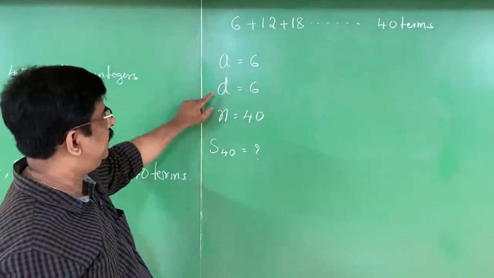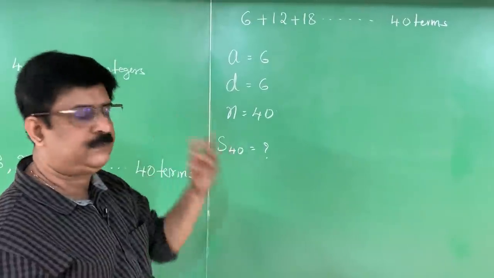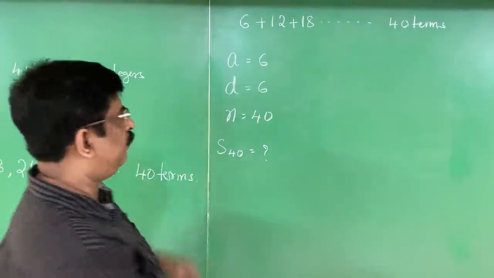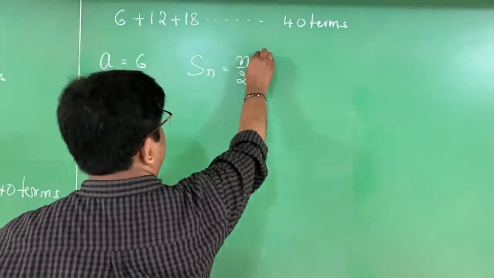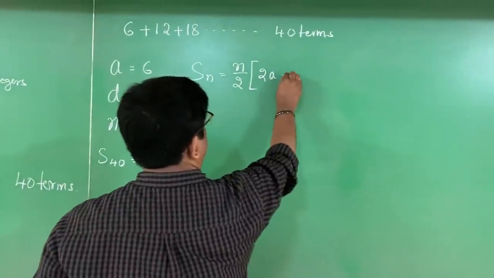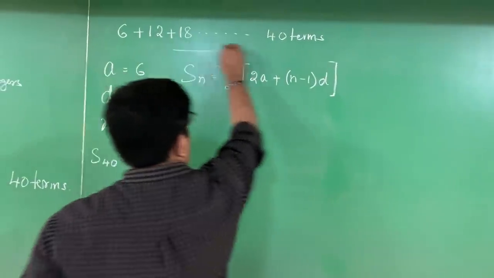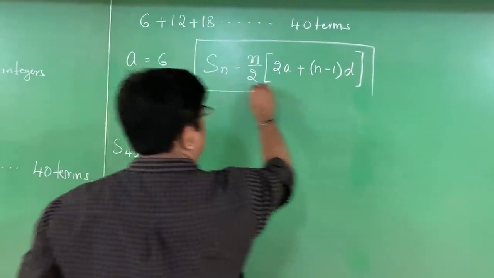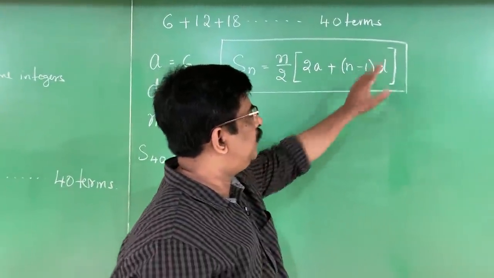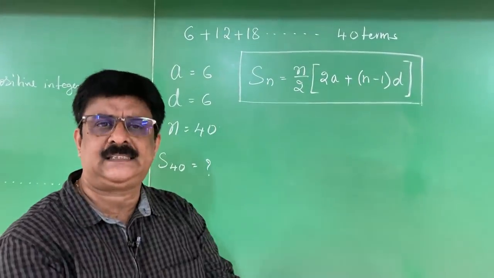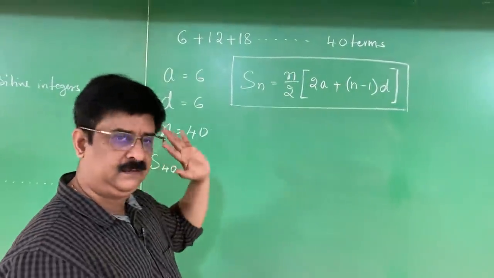A, we know, is easy. D is 6. N is how many terms? 40 terms. Which formula? D is there. Therefore, the formula is Sn is equal to N by 2 into 2A plus N minus 1 into D. D is there, so you have to write this formula. Simple, substitute, you get the answer. Easy way. An ordinary student solves like this.